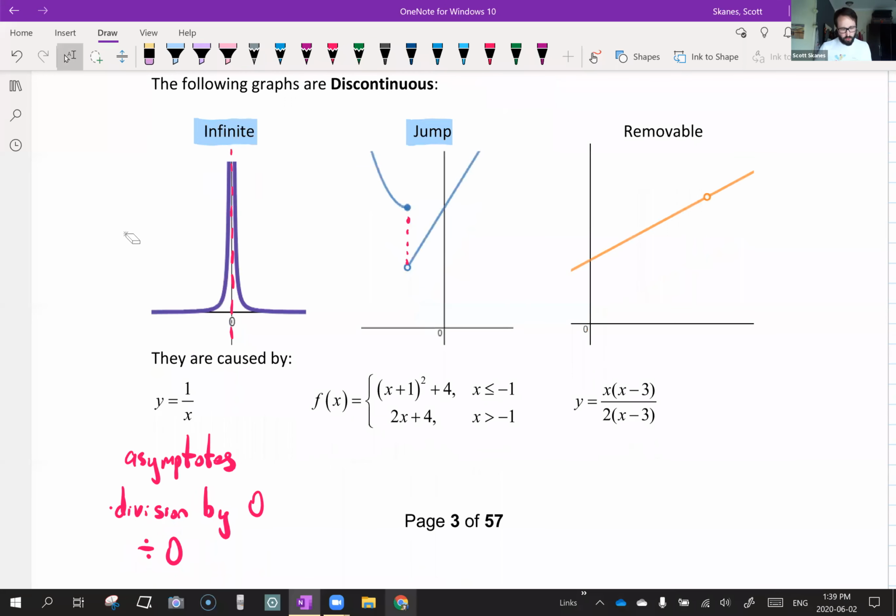Finally, removable is called removable because of this point here. And it looks like there's a hole in the graph. So you could draw on the graph. You could go, ba-ba-da-ba-doo-ba-da-ba-doo. Oh, there's a hole in the graph. I need to lift my pencil and just hop over that hole and continue.